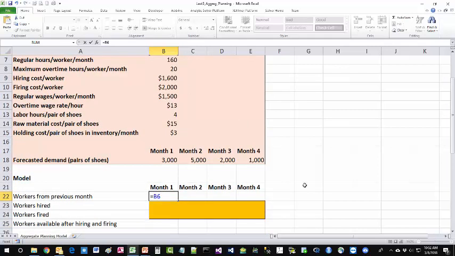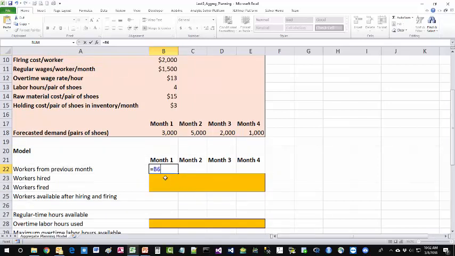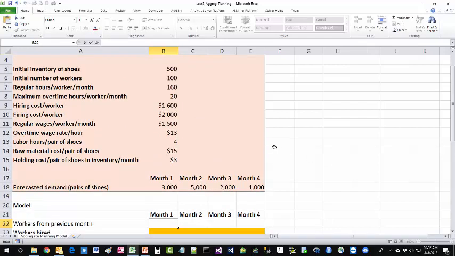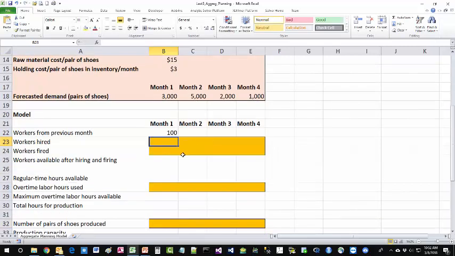Okay, so then just for the sake of calculations, what I'm going to do is make up some numbers for number of workers hired and fired in the first month, right? So let's say I hire just a couple of guys and fire, let's say, 10.